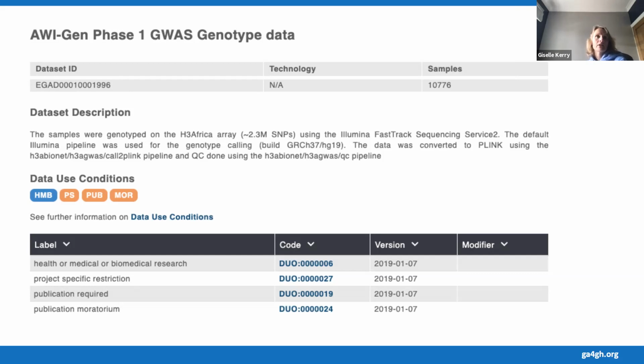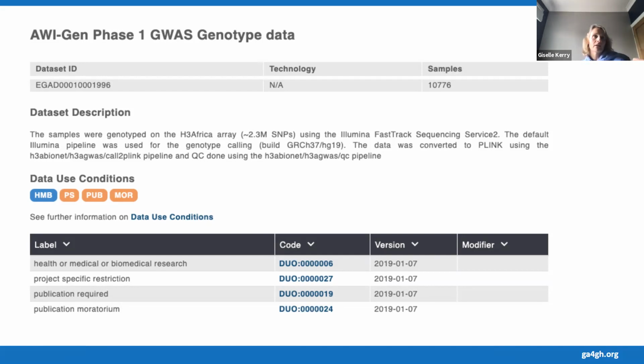It has project-specific restrictions, which means that when the person has applied for access to the data, they've detailed the project in which that data is going to be used. So when the access is approved, they can only use the data within that project. If they then wanted to use the data in an additional project, they would need to reapply for access so that they could use it within the new project. You can also see that publication is required with DUO 19.